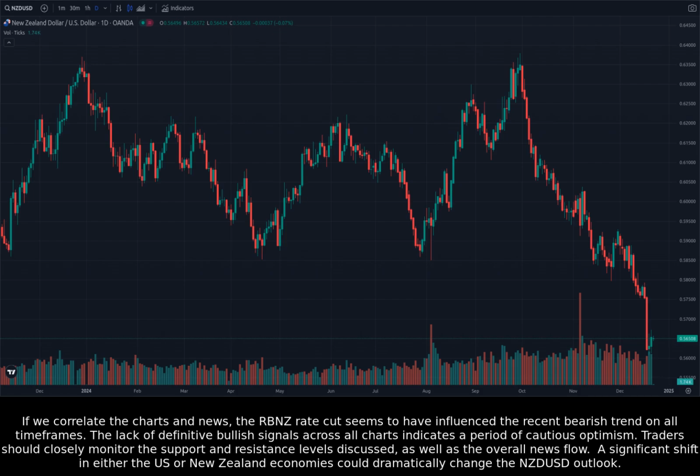If we correlate the charts and news, the RBNZ rate cut seems to have influenced the recent bearish trend on all timeframes. The lack of definitive bullish signals across all charts indicates a period of cautious optimism. Traders should closely monitor the support and resistance levels discussed, as well as the overall news flow. A significant shift in either the US or New Zealand economies could dramatically change the NZDUSD outlook.